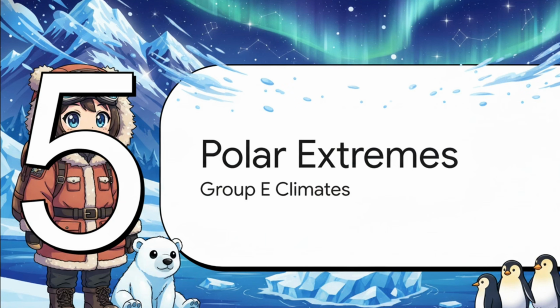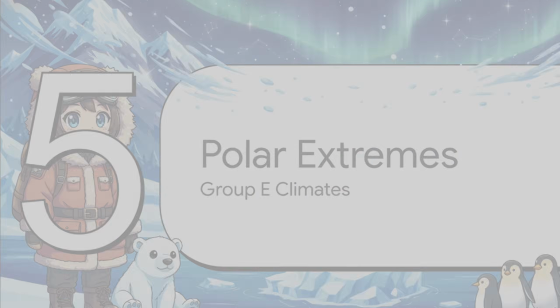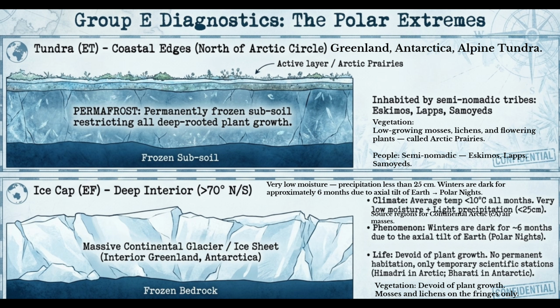Section 5: polar extremes, Group E. Tundra climate, ET. Location: north of the Arctic Circle, coastal edges of the Arctic Ocean, Greenland, Antarctica, alpine tundra. Permafrost: subsoil is permanently frozen, restricting deep-rooted plants. Vegetation: low-growing mosses, lichens, and flowering plants, called Arctic prairies. People: semi-nomadic Eskimos, Lapps, Samoyeds.